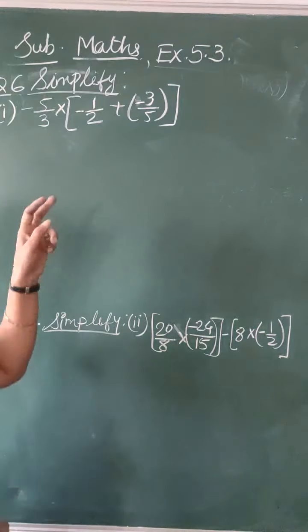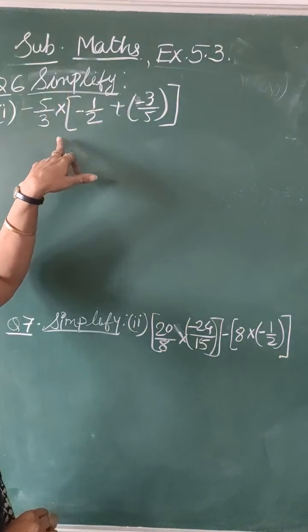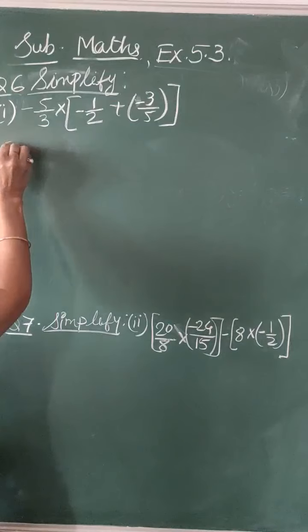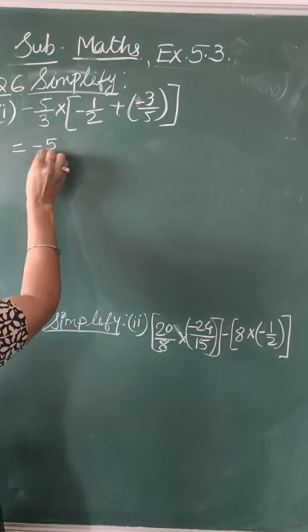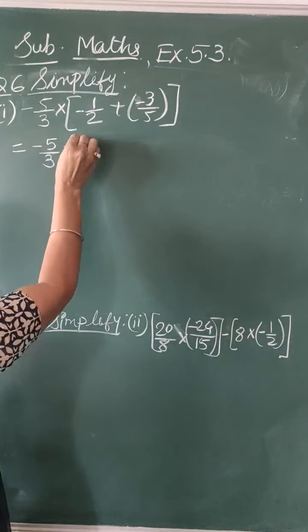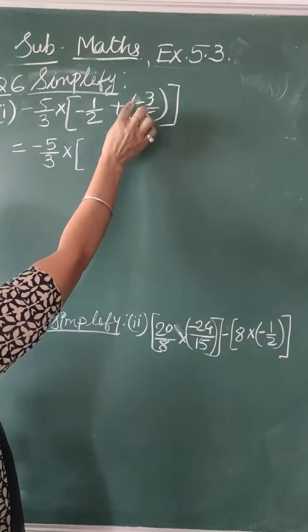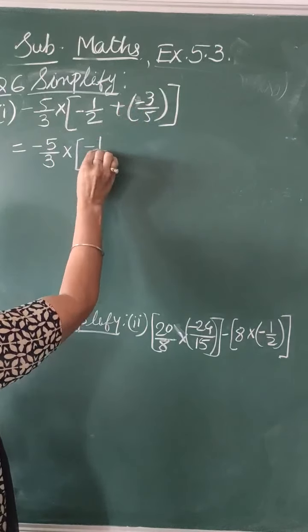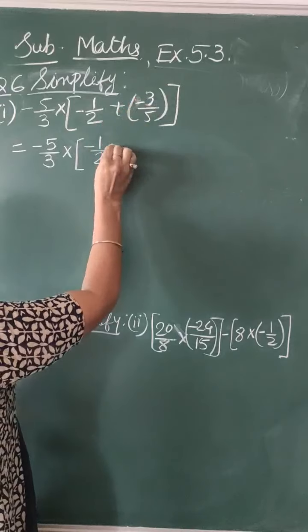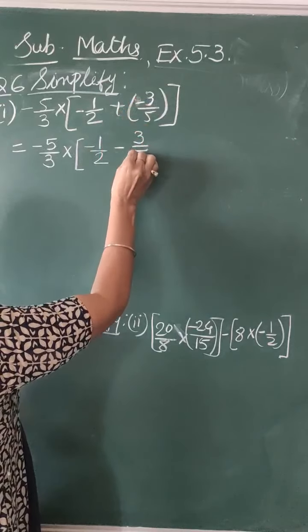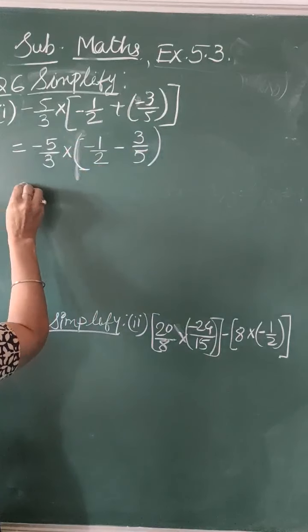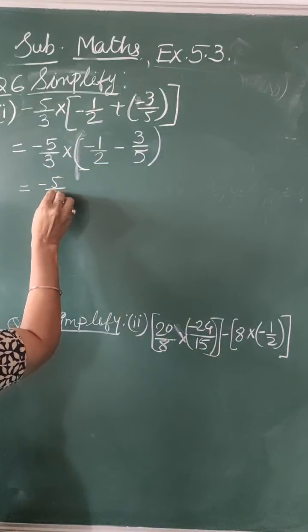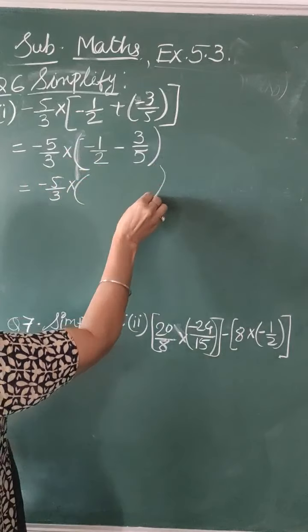So children, question number 6, you have to simplify its first sum. You know, first you have to simplify the bracket. So this 5 by 3 will be as it is, into. Now let's remove this bracket first. So this minus 1 by 2 as it is, plus into minus minus 3 by 5. Okay, and now minus 5 by 3. You have to simplify the bracket terms first.